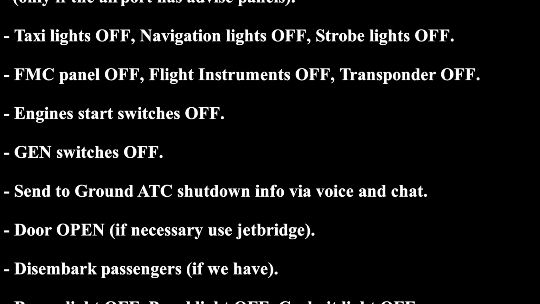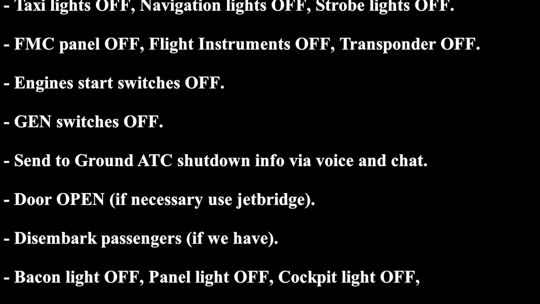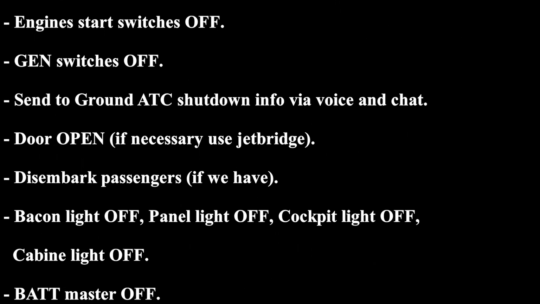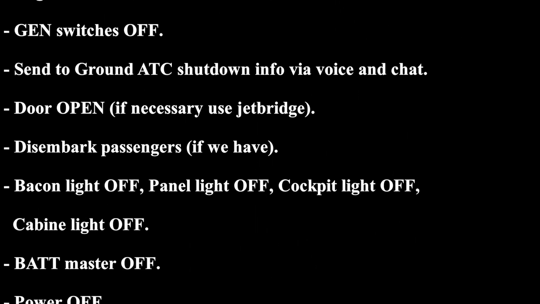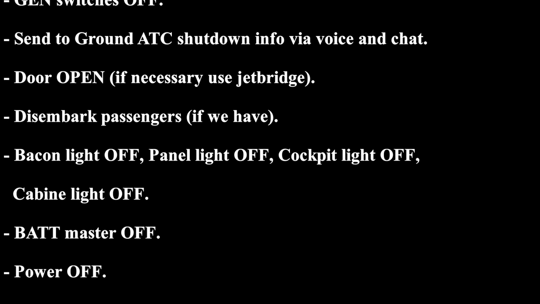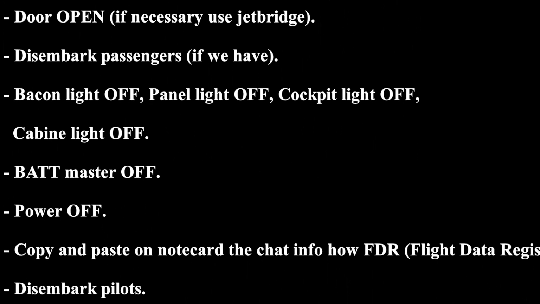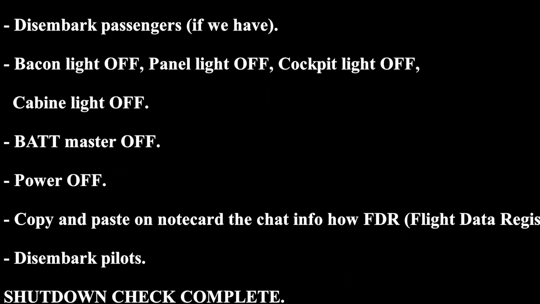FMC panel off, flight instruments off, transponder off. Engine start switches off. Gen switches off. Send to ground ATC shutdown info via voice and chat. Door open, if necessary use jet bridge. Disembark passengers, if we have.